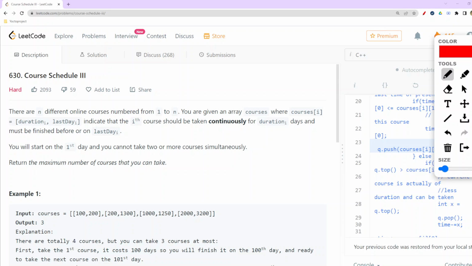Hello everyone, so today we are going to do the Leetcode Daily Challenge Course Schedule 3. So basically in this question, we are given a duration and a last day, right? We are required to complete all the courses continuously for their durations, and each duration is given as lesser than the last day, or it could even be equal to that day. But the thing is that we need to complete all of this continuously.